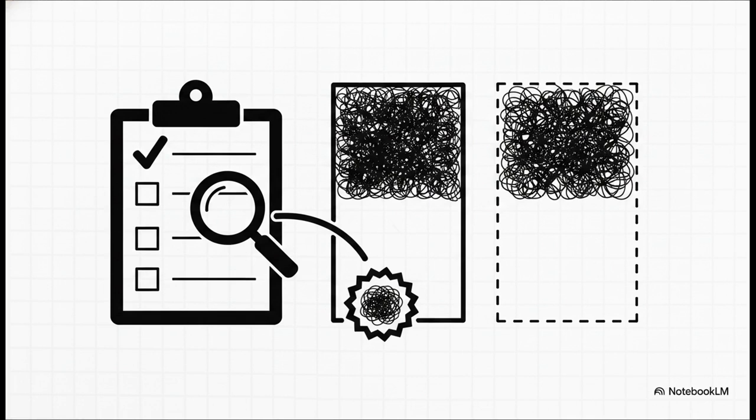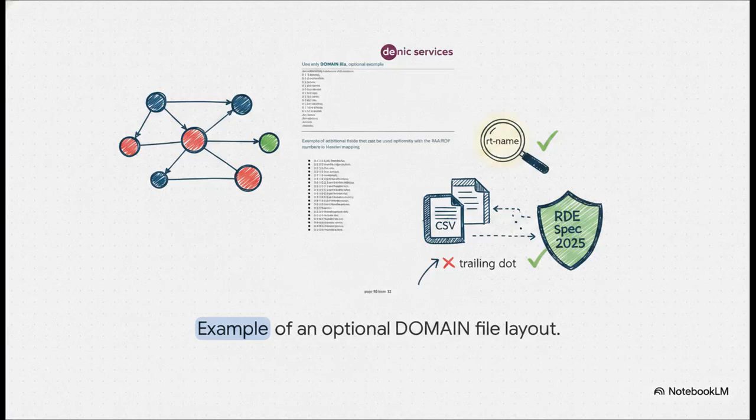But then you also need to figure out if you're going to include any optional data fields. And whatever you decide to include, just remember, the field names have to follow strict naming conventions. For example, anything related to a registrant literally has to start with the prefix RT. To put that into perspective, an optional domain file layout translates those rules directly into CSV field names, like RT name or RT city. And here is a super important, kind of easily missed technical detail. When you're building this CSV layout, the field names for ICANN RDE Spec must absolutely never end with a trailing dot. Seriously, it's a tiny little detail, but skipping it will trigger an automated rejection later on.